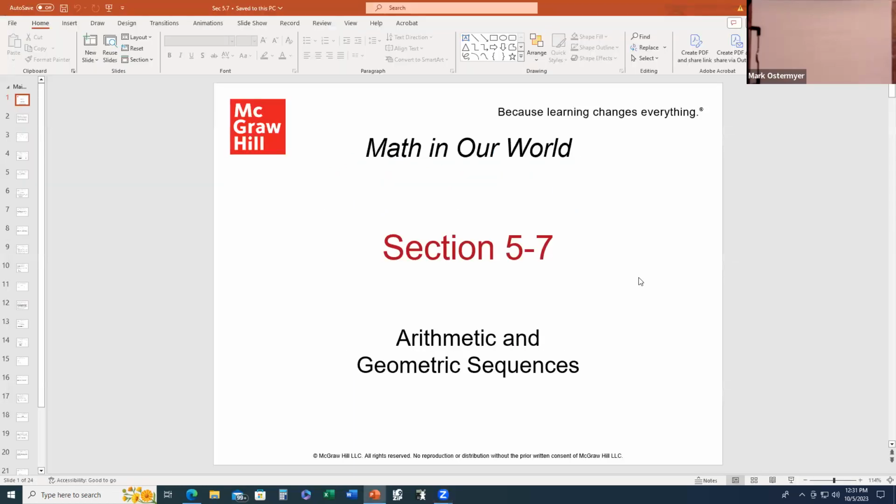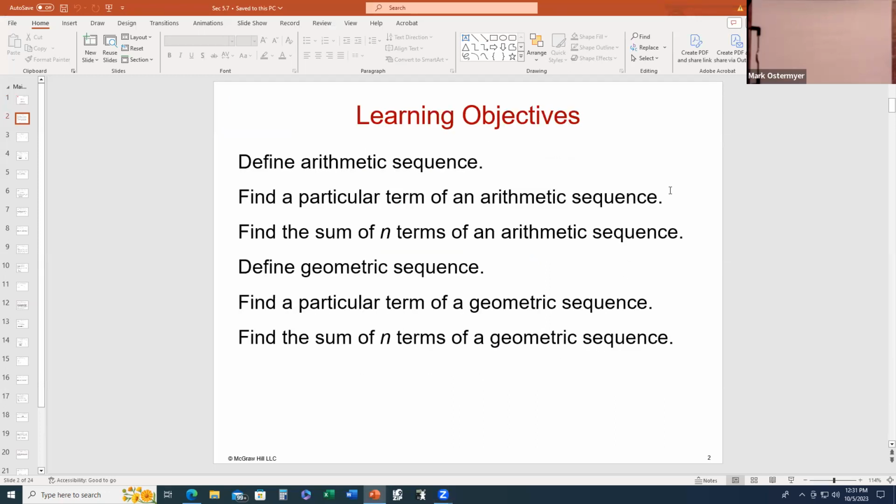Right, section 5.7. When we get done, we'll be able to define what an arithmetic sequence is and what characterizes an arithmetic sequence, find a particular term of an arithmetic sequence, find the sum of the first n terms of an arithmetic sequence, and also define what a geometric sequence is and how it differs from an arithmetic sequence. Be able to find any term of a geometric sequence and find the sum of the first n terms of a geometric sequence.